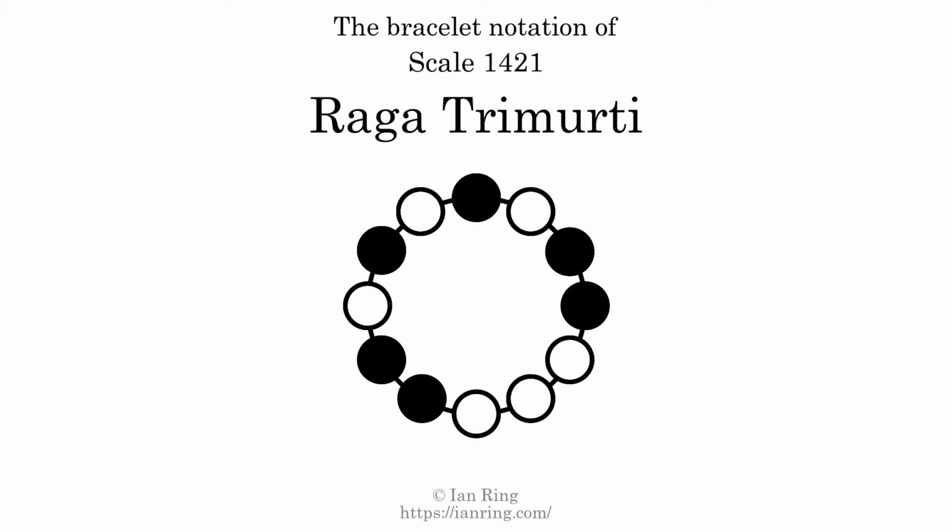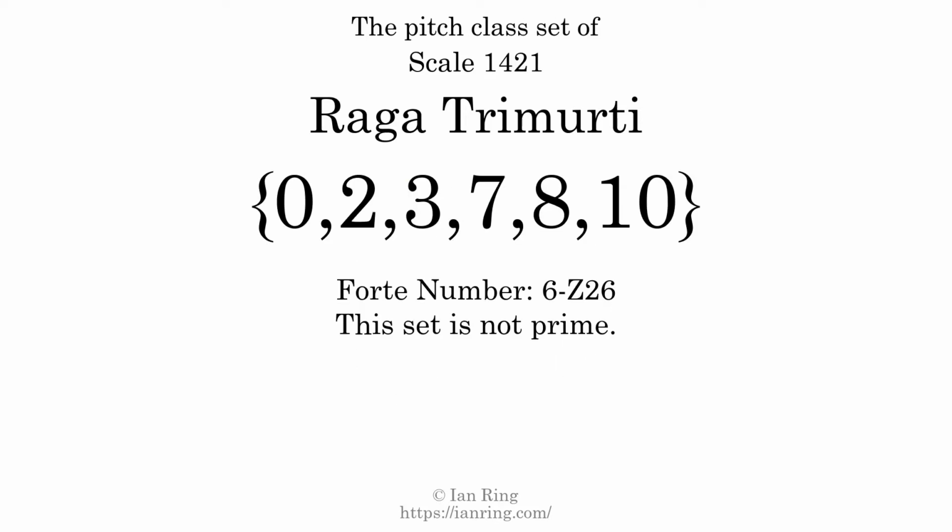This is a bracelet notation diagram of scale 1421. The shaded circles represent tones that appear in the scale, and they are read clockwise, starting at the top. The pitch class set for this scale is 0, 2, 3, 7, 8, 10. The forte class is 6Z26. This set is not prime.